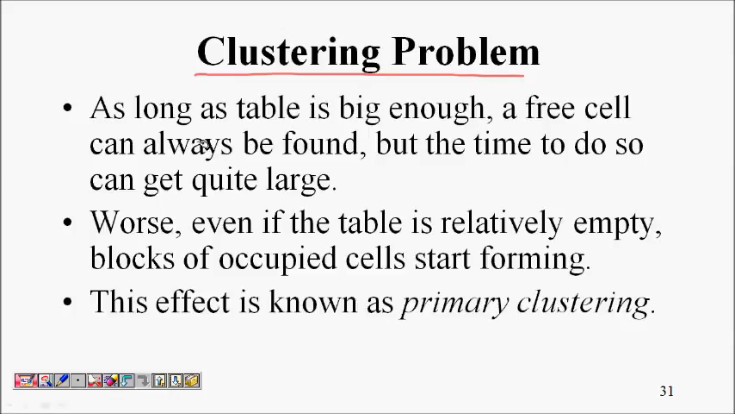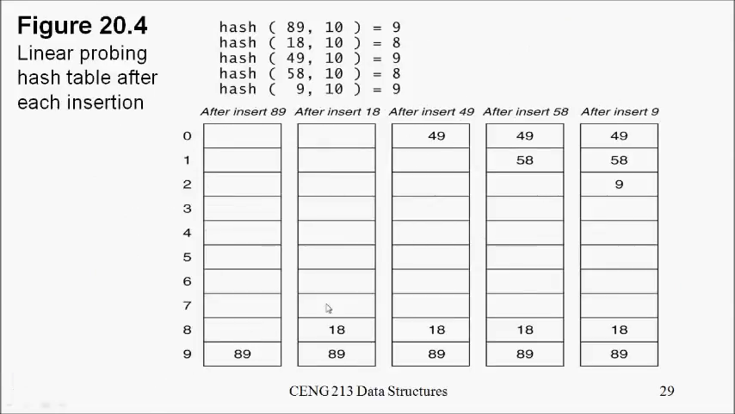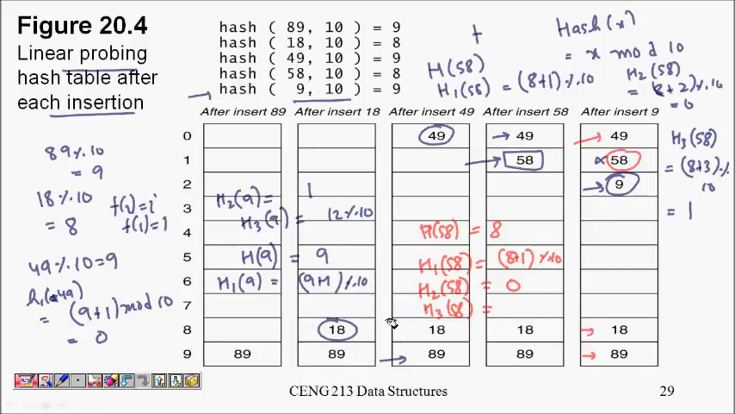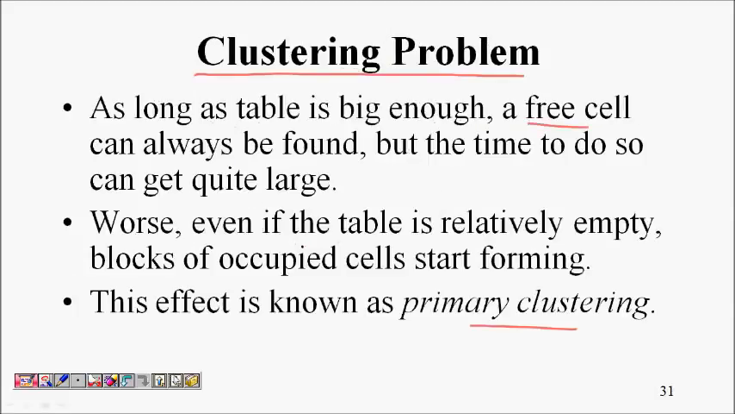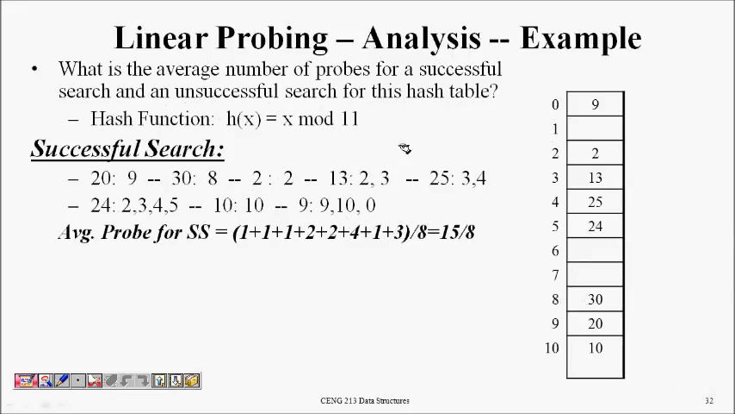So what is the problem here? The clustering problem. As long as a table is big enough, you will always find free cells, but the time to find will become larger. This is called the clustering problem. We could see here also a lot of insertions, so this is the cluster that is formed. If you hit something here, you have to go all the way down. So for that, basically it tells that your lambda should be less than 0.5.